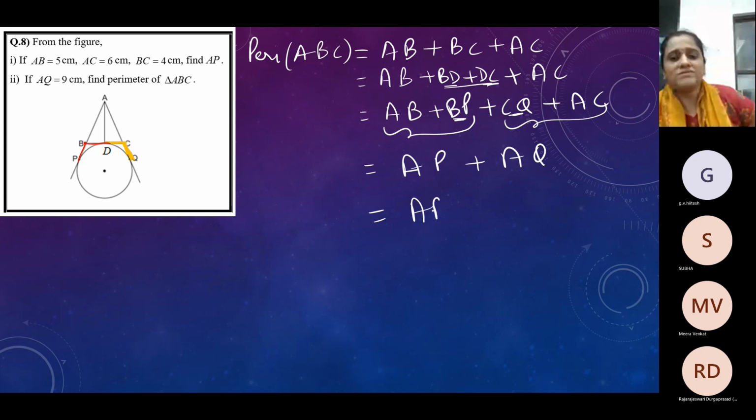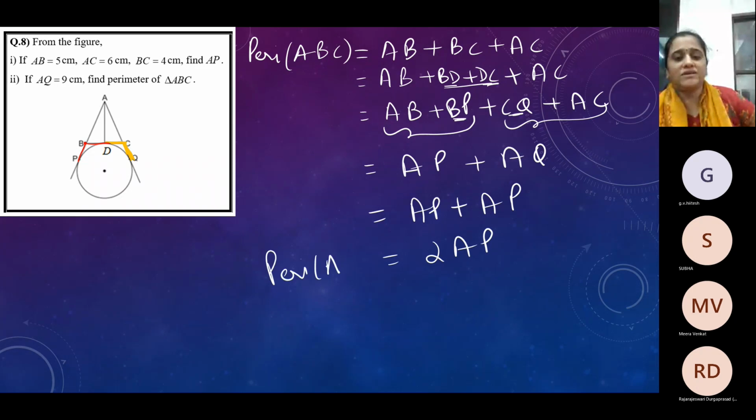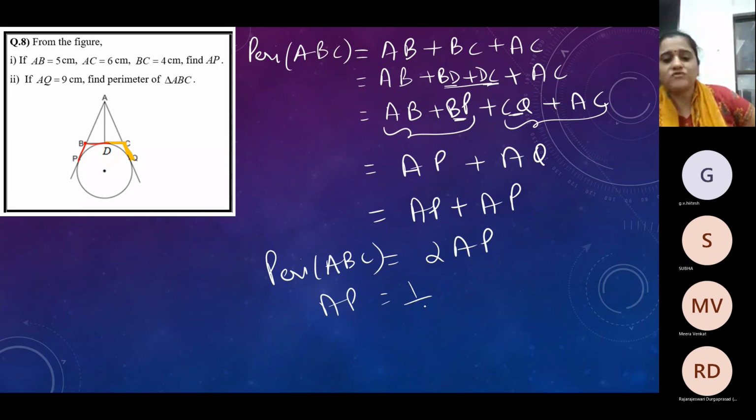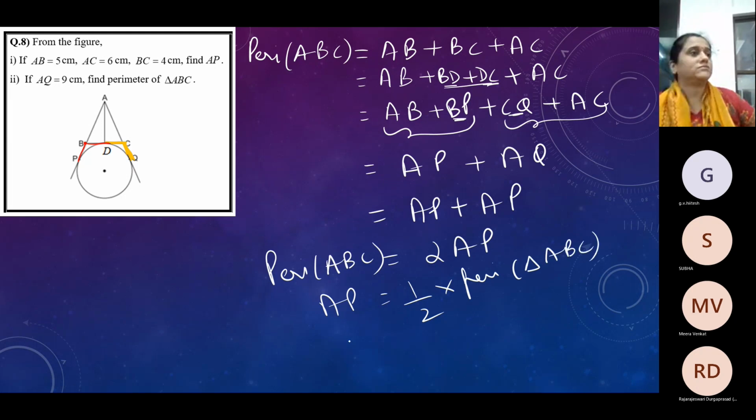Yes, so I can write AQ also as AP, correct? So that is twice AP. So that means the perimeter of triangle ABC is equal to twice AP. So what is AP? AP is equal to half the perimeter of triangle ABC, correct? This is the relationship between the tangents.